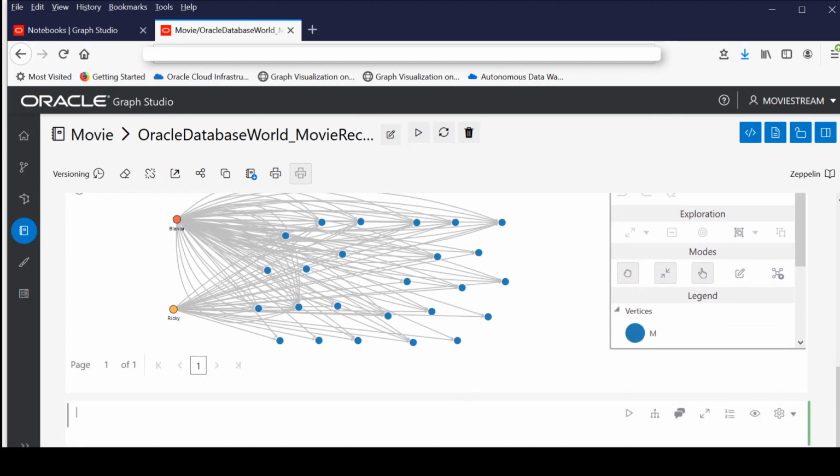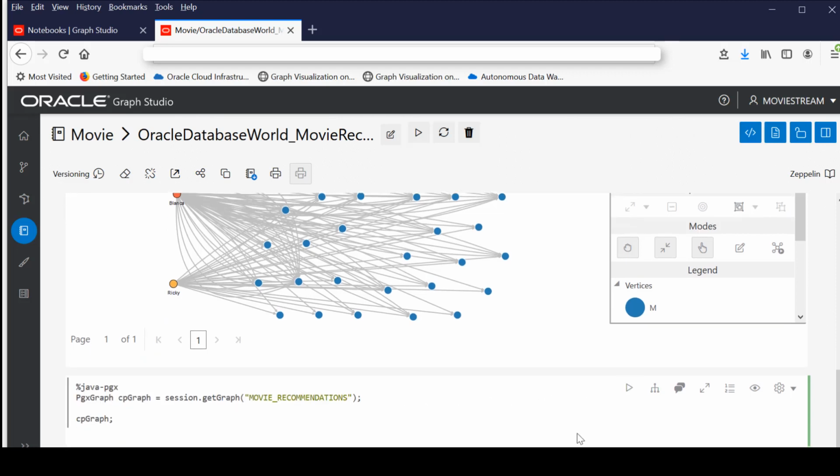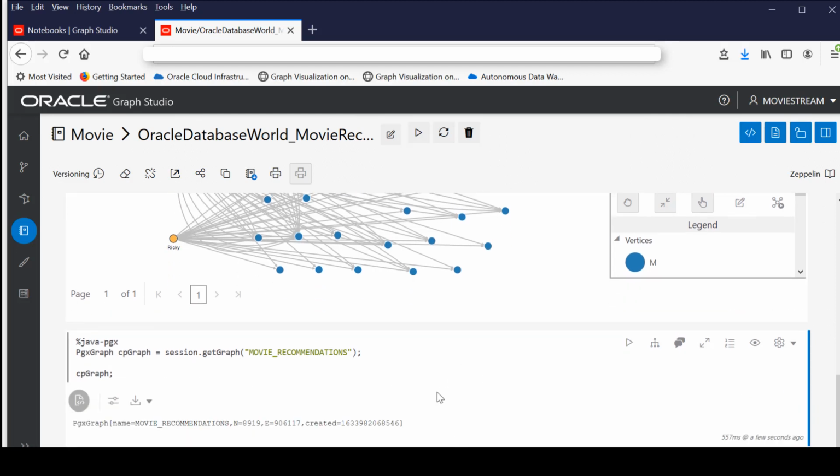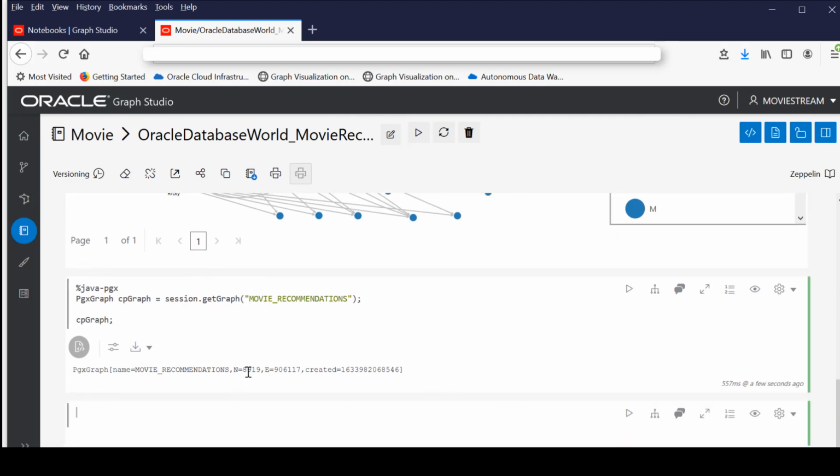Now, to run the whom to follow algorithm, let's first get a handle to the graph in memory. And here we execute this Java snippet to get a handle for the graph in memory. And you can see here that this is a graph with nearly 9,000 vertices and nearly 1,000,000 edges. And now I'm going to run a code snippet that would be the whom to follow algorithm.